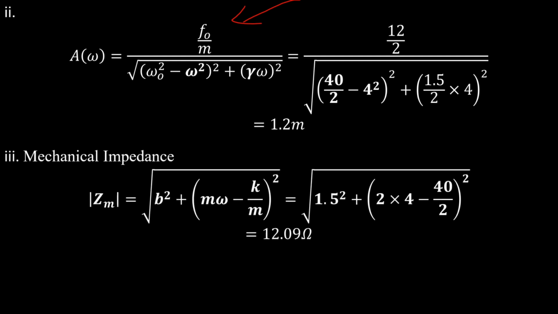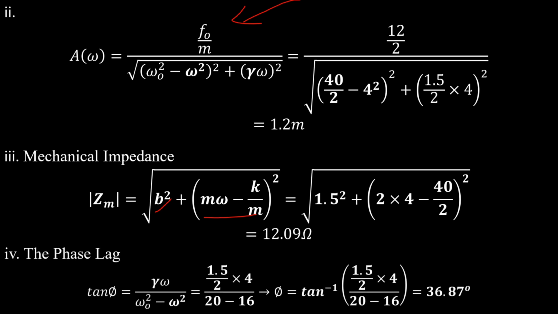Again, our mechanical impedance is given by this. We've derived this before. So this is the formula for our mechanical impedance. We still substitute for every parameter here, and we'll get our mechanical impedance as 12.09.